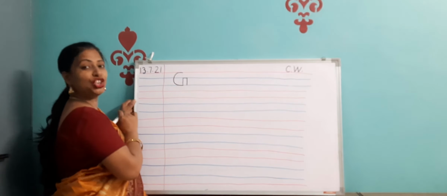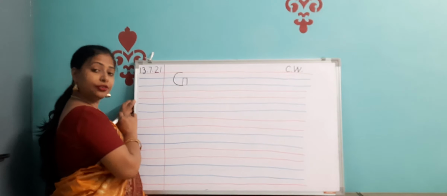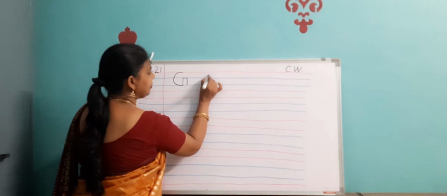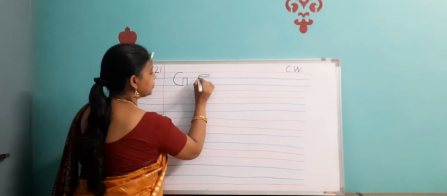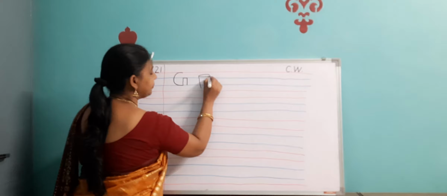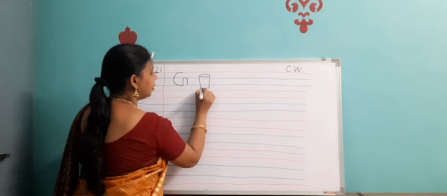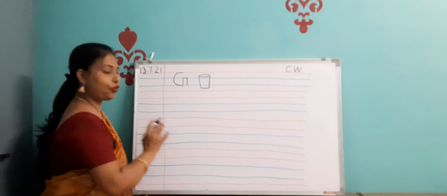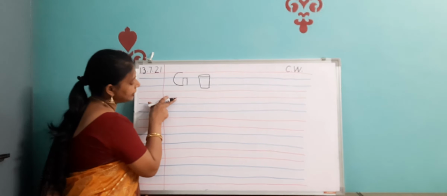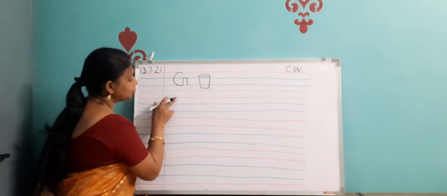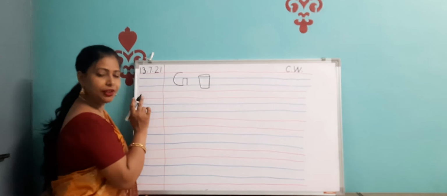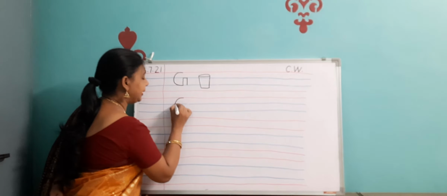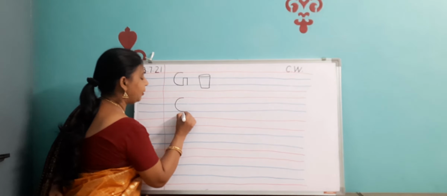This has become G. G for grapes, or G for glass. I'll make a figure or picture of a glass over here. This is a glass in which you drink water or your milk. Okay, this is G for glass. Once again, watch very carefully. From the first line, we'll start. Okay, so from the first line till the 3rd line, we'll make a semicircle or a C like this. Make a C. Okay, till the 3rd line.